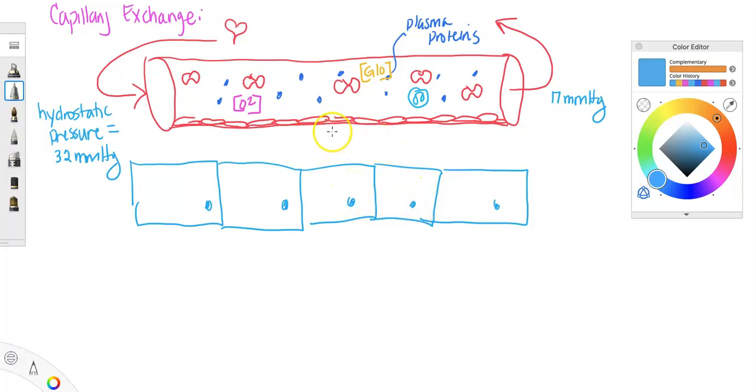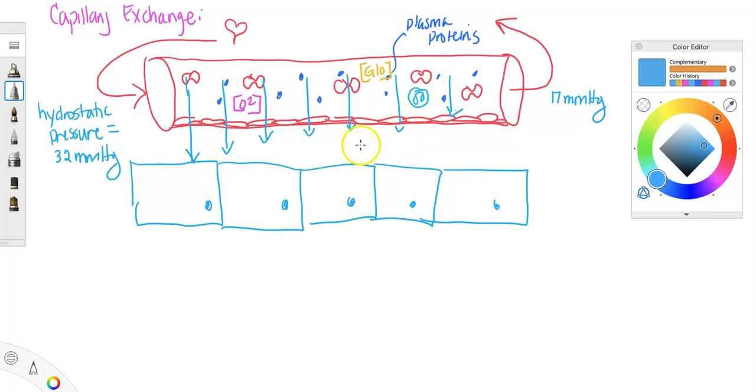So that hydrostatic pressure is the pressure going this way. And it is strong, and it gets progressively weaker. Okay, so that's hydrostatic pressure.